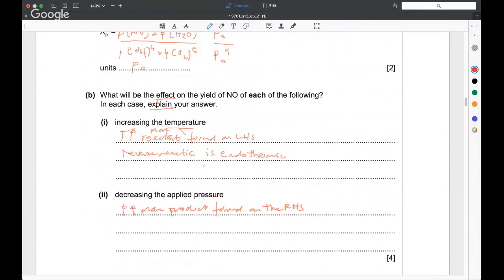So we've got our effect, we've got to explain that, and we can say there are more molecules of gas on the right-hand side of the equation. So we've got our effect and our explanation, we've got our 2 points.